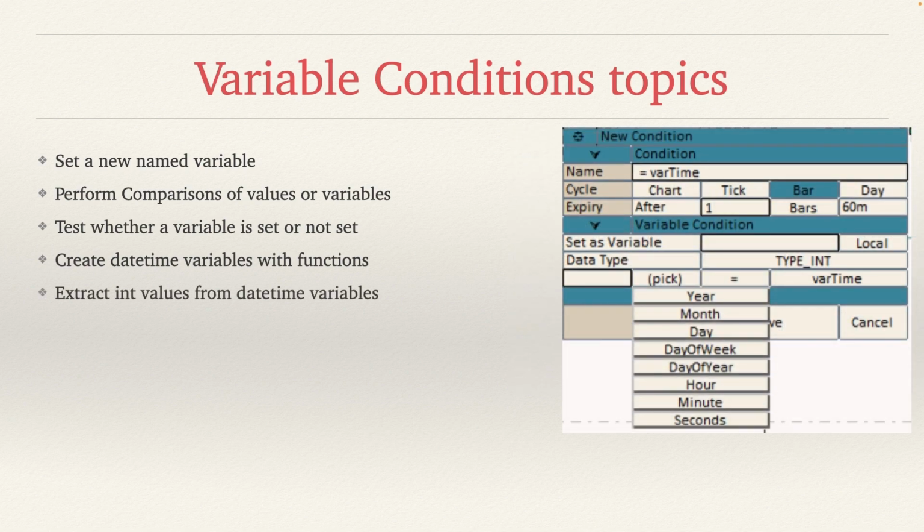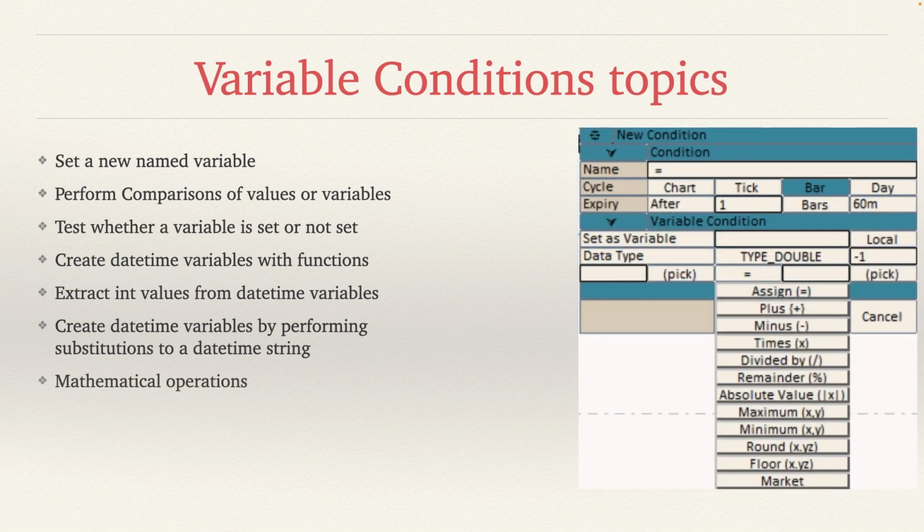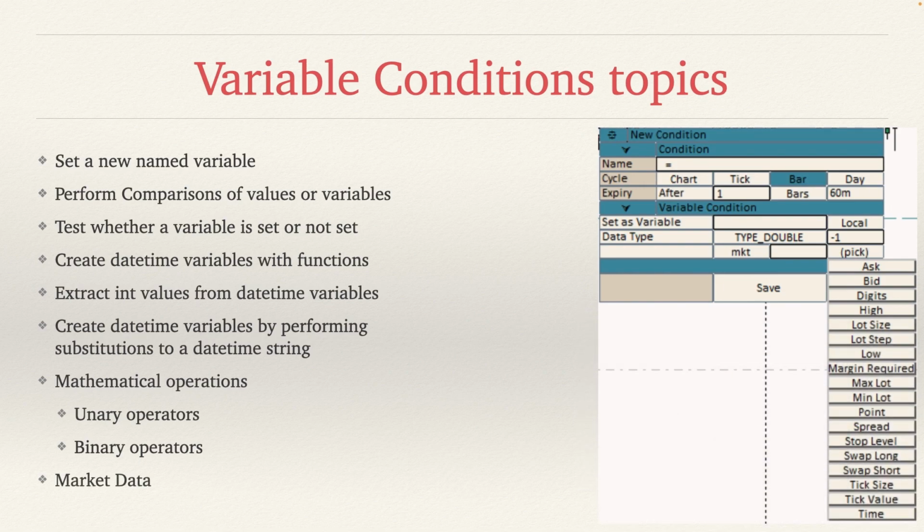You can extract integer values from datetime variables, and you can create datetime variables by performing variable substitutions to a datetime string. You can also perform mathematical operations using both unary and binary operators, and you have access to a wide range of market data. That is a lot of functionality built into one small dialog. Let's see how each of these features works.